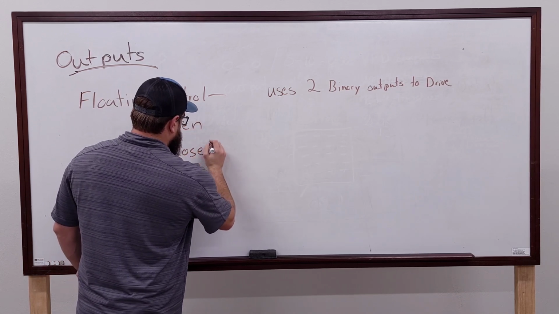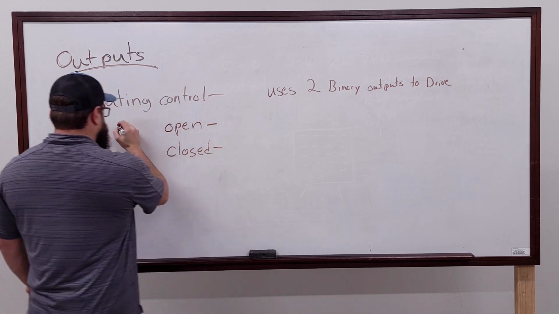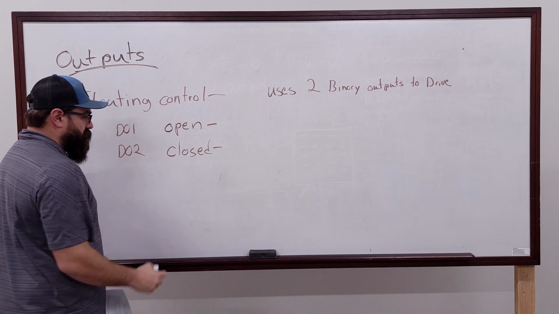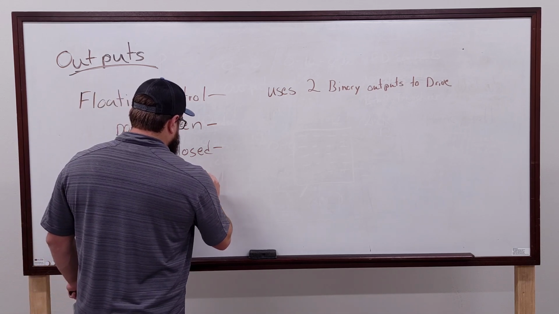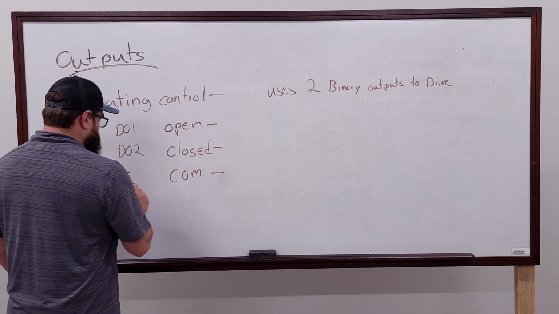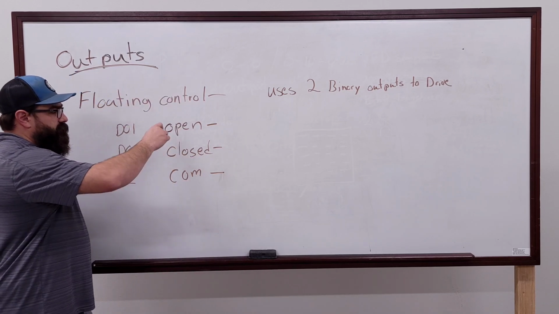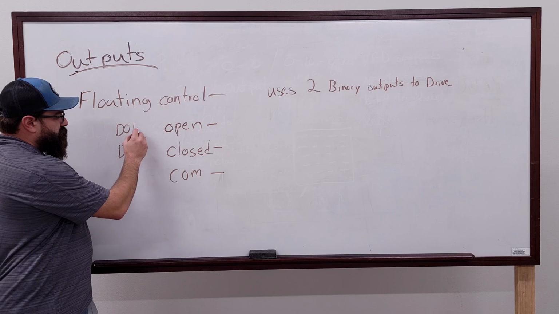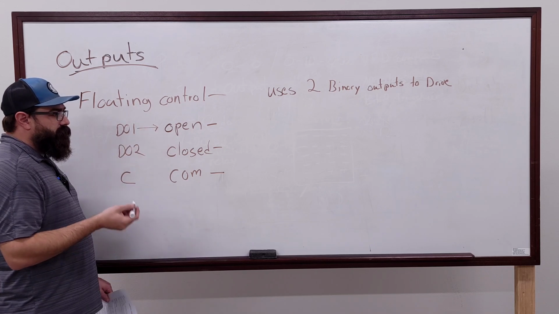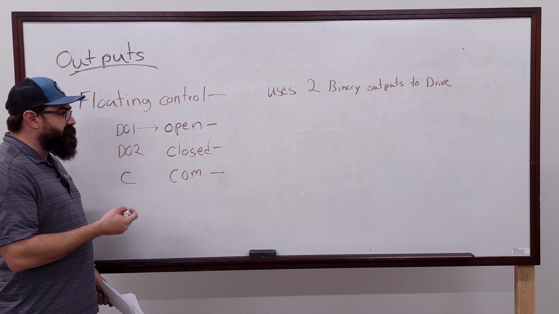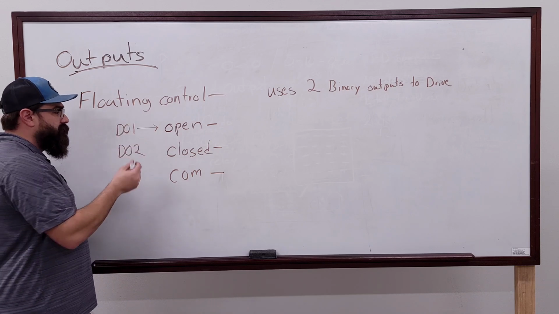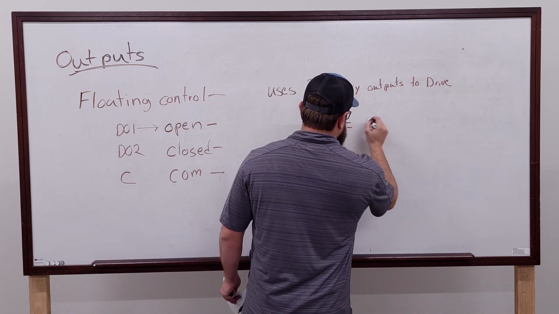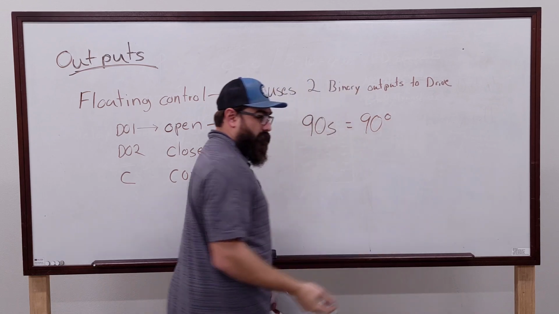and a closed output. So like this may be DO1 and this may be DO2 on a controller, and then there'd be a common, which would also be a common. So your field device is gonna have 3 wires, common, open, closed. So to open a valve, DO1 is gonna fire for a predetermined amount of time based on the speed of this actuator. So like a common speed is 90 seconds equals 90 degrees on a damper actuator.